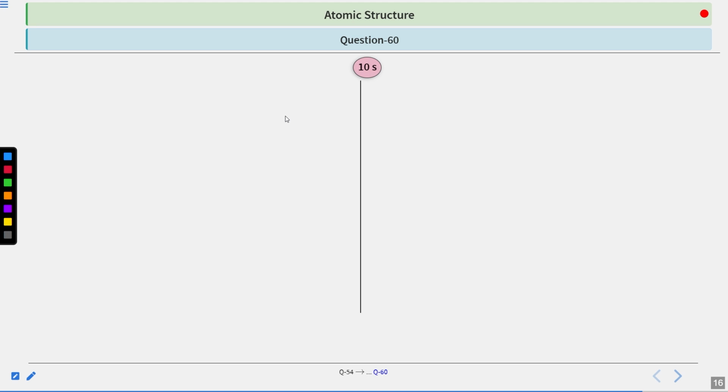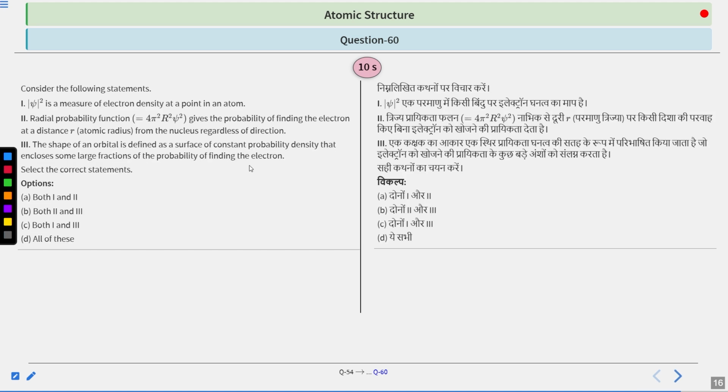Question number 60 says: consider the following statements. Statement 1: psi square is a measure of electron density at a point in an atom. Statement 2: the radial probability function, which is 4 pi r square psi square, gives the probability of finding the electron at a distance r from the nucleus regardless of direction. Statement 3: the shape of an orbital is defined as a surface of constant probability density that encloses some large fraction of the probability of finding the electron. You have to select the correct statements. Option A, both 1 and 2. Option B, both 2 and 3. Option C, both 1 and 3. Option D, all of these. You have 10 seconds to solve this question. Your time starts now.